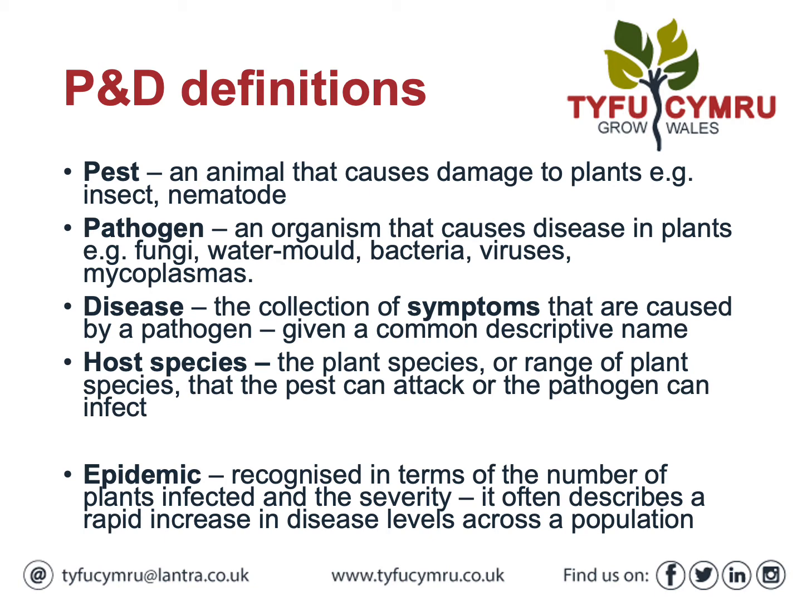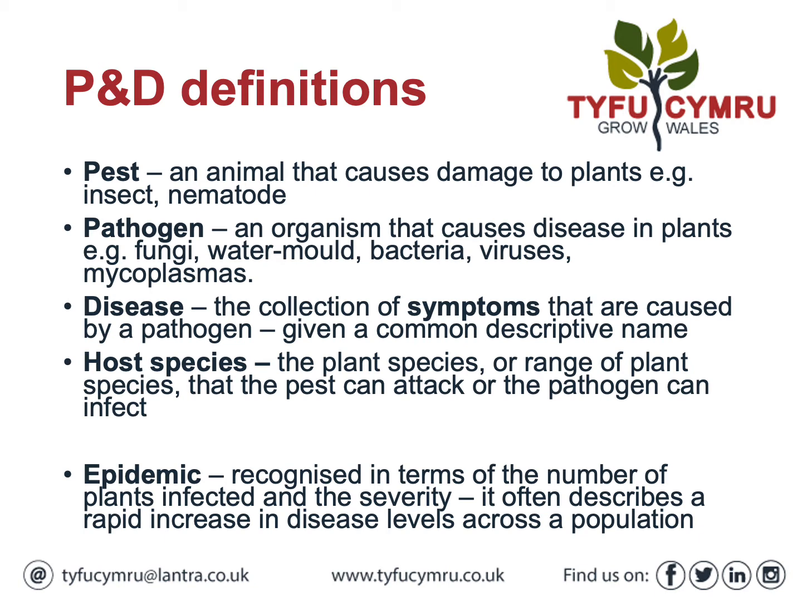The host species, the hosts are the plant species, or sometimes a range of plant species that the pest can attack or the pathogen can infect. So the pathogen might be specific to one plant, or it might be able to affect a whole range of plant species. I've also added in here the definition of an epidemic.